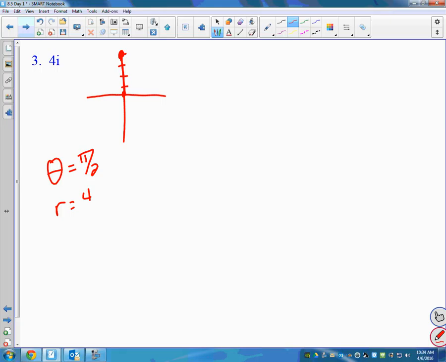You can just write your answer, which I'm going to do the book way here and just say 4 cis of pi half. And if you work that out, you get back the figure.